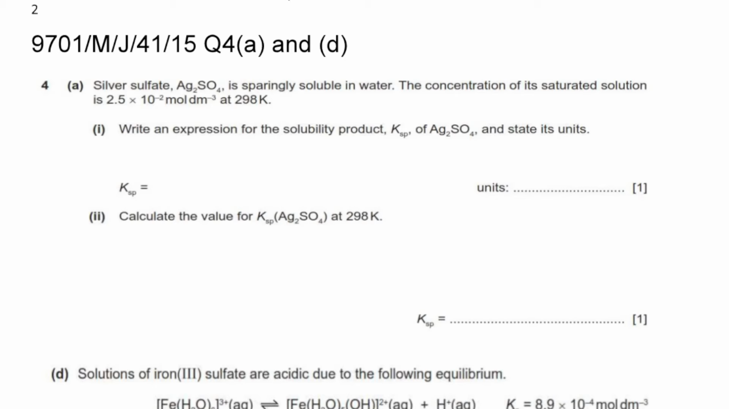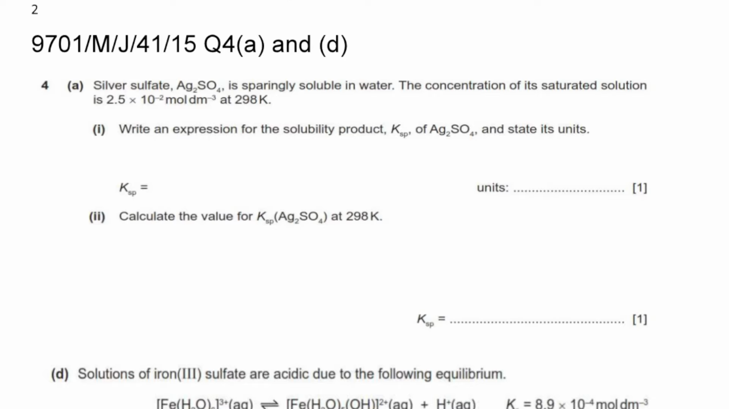Now we're going to be solving question 4A and D of year 2015, variant 4.1, MJ question paper. So in this question, they say that silver sulfate is sparingly soluble in water. The concentration of its saturated solution is 2.5 times 10 to the power minus 2 mole per dm cube at 298 Kelvin. Write an expression for the solubility product of silver sulfate and its units.